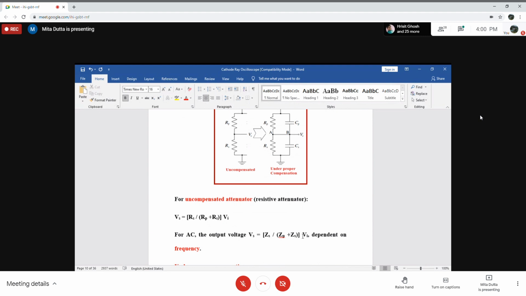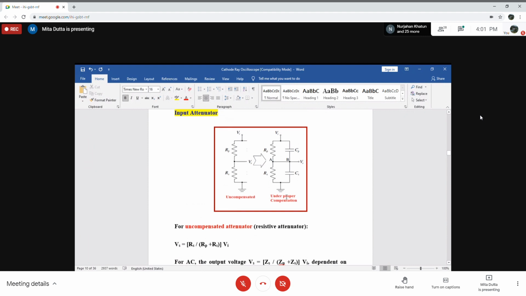But in an oscilloscope we need to change the frequency. So when the frequency changes, the impedance also changes. So if the impedance changes, Vs will also change. But we need Vs to be independent of frequency. That is why we are using a compensated attenuator.